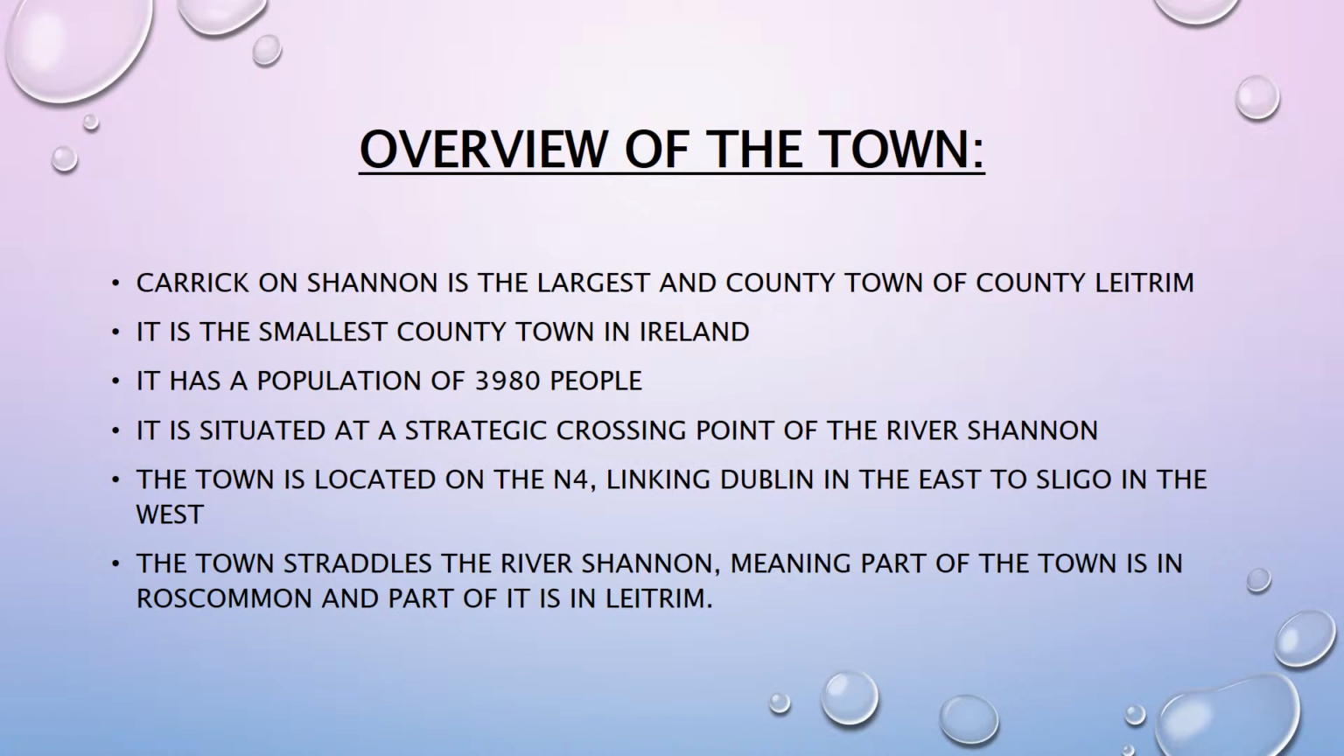So firstly, I will give you an overview of the town of Carrick-on-Shannon. Carrick-on-Shannon is the largest and county town of County Leitrim. It is the smallest county town in all of Ireland. It has a population of 3,980 people. It is situated at a strategic crossing point of the River Shannon. The town is located on the N4, linking Dublin in the east to Sligo in the west. The town itself straddles the River Shannon, meaning part of the town is in Roscommon and part of it is in County Leitrim.